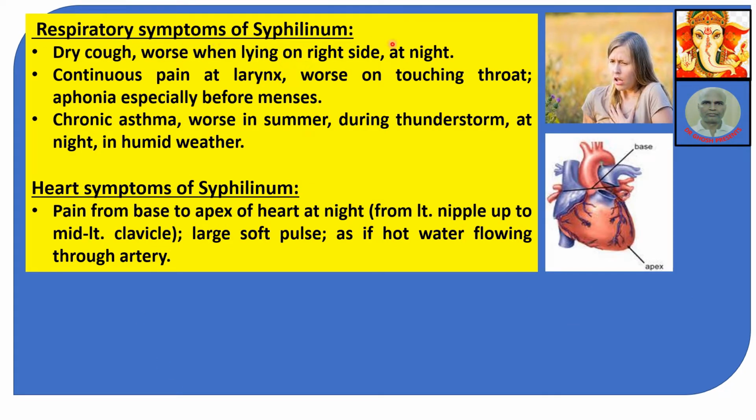Respiratory symptoms of Syphilinum: dry cough, worse when lying on right side at night. Continuous pain at larynx, worse on touching throat. Aphonia means loss of voice, especially before menses. Chronic asthma, especially worse in summer during thunderstorm, at night in humid weather.